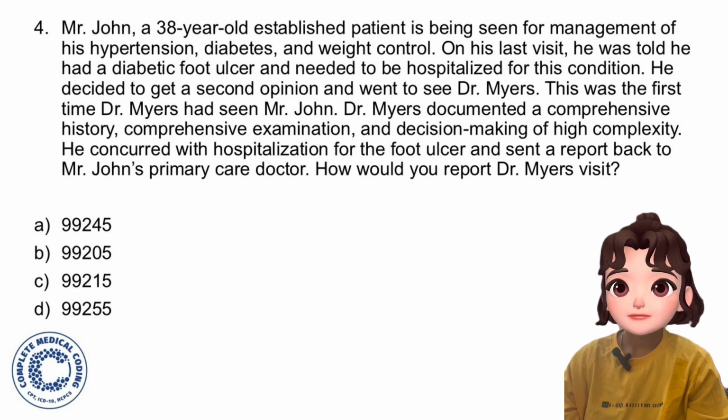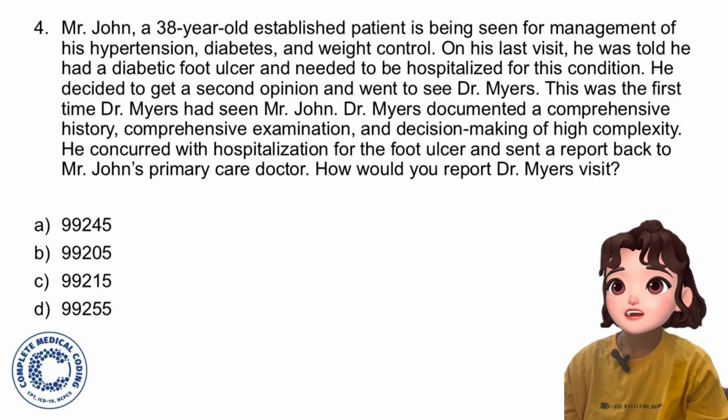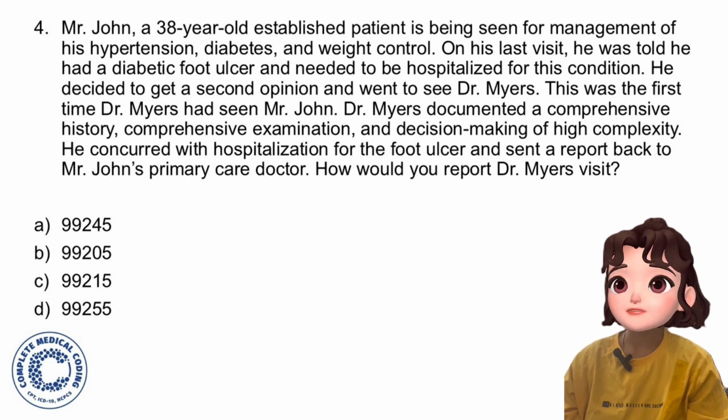Now the fourth question. Mr. John, a 38-year-old established patient, is being seen for management of his hypertension, diabetes, and weight control. On his last visit, he was told he had a diabetic foot ulcer and needed to be hospitalized for this condition. He decided to get a second opinion and went to see Dr. Myers. This was the first time Dr. Myers had seen Mr. John. Dr. Myers documented a comprehensive history, comprehensive examination, and decision making of high complexity. He concurred with hospitalization for the foot ulcer and sent a report back to Mr. John's primary care doctor. How would you report Dr. Myers' visit?